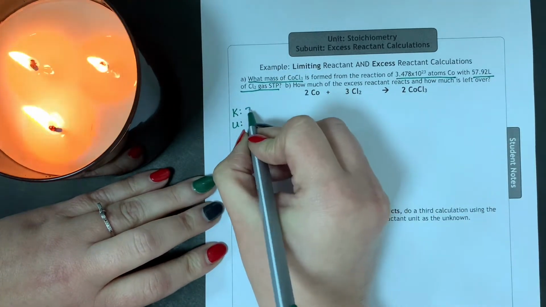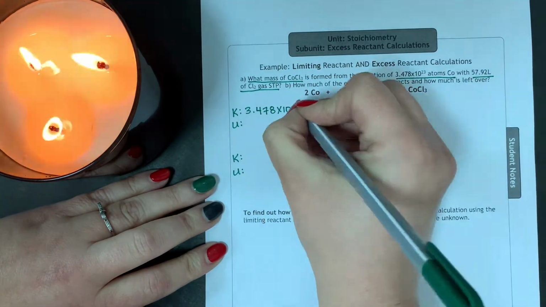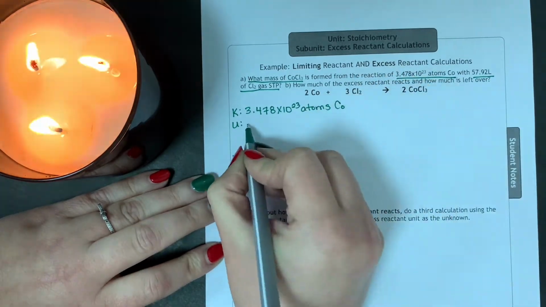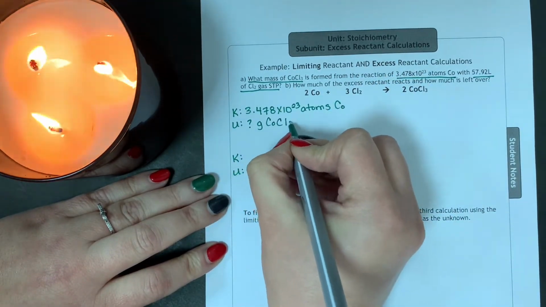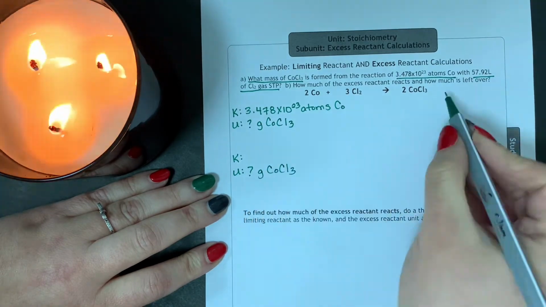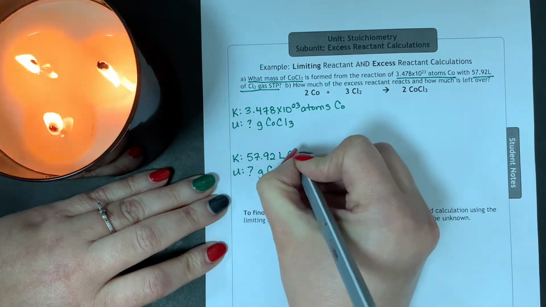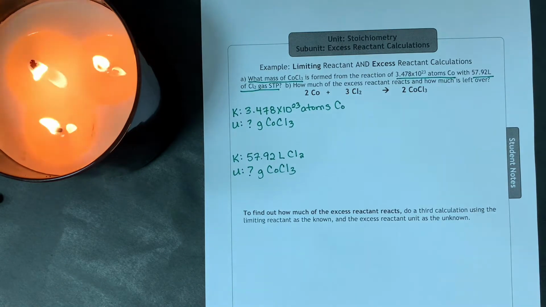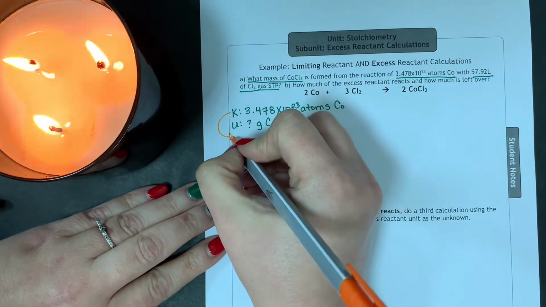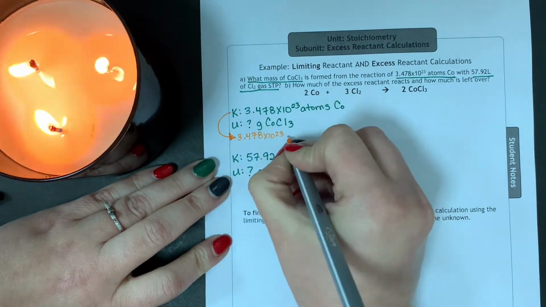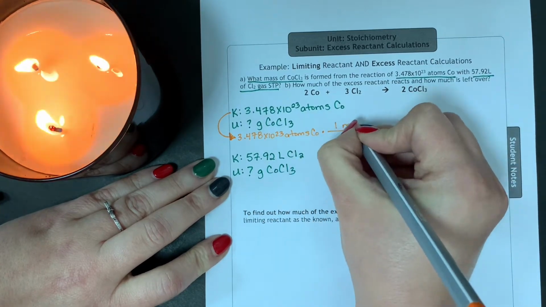So the steps are the same at first. What we're going to do is write both of our knowns, and the unknown will remain the same, just like in limiting reactant problems. So the first known is the atoms of cobalt, the second known is the liters of chlorine gas, and the unknowns will be grams of cobalt chloride.